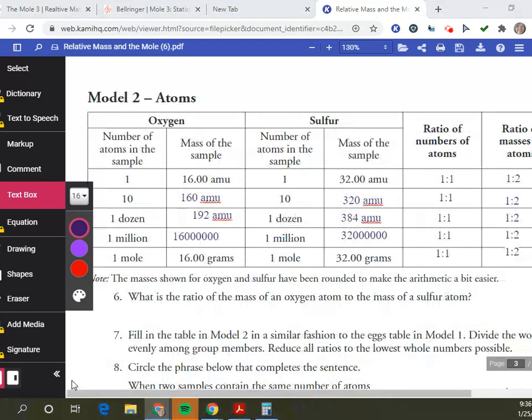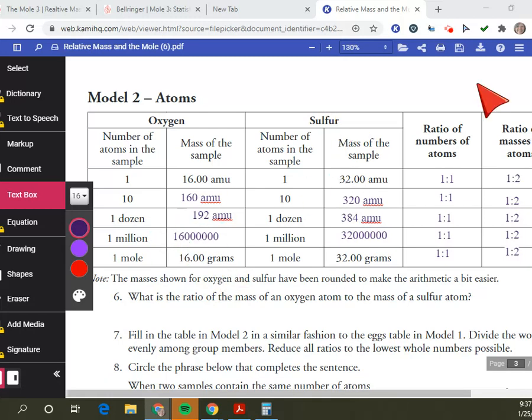All right, so hopefully you used what they gave you there with the 16 AMU and the 32 AMU, and it made it pretty fast for you. So 10 atoms of oxygen would be 160 AMU. A dozen atoms of oxygen would be 192 AMU. A million would be 16 million AMU. A mole, we put it into grams, so it'd be 16 grams. So it translates directly from AMU to grams when we have a mole of them. That's the big takeaway from this assignment.